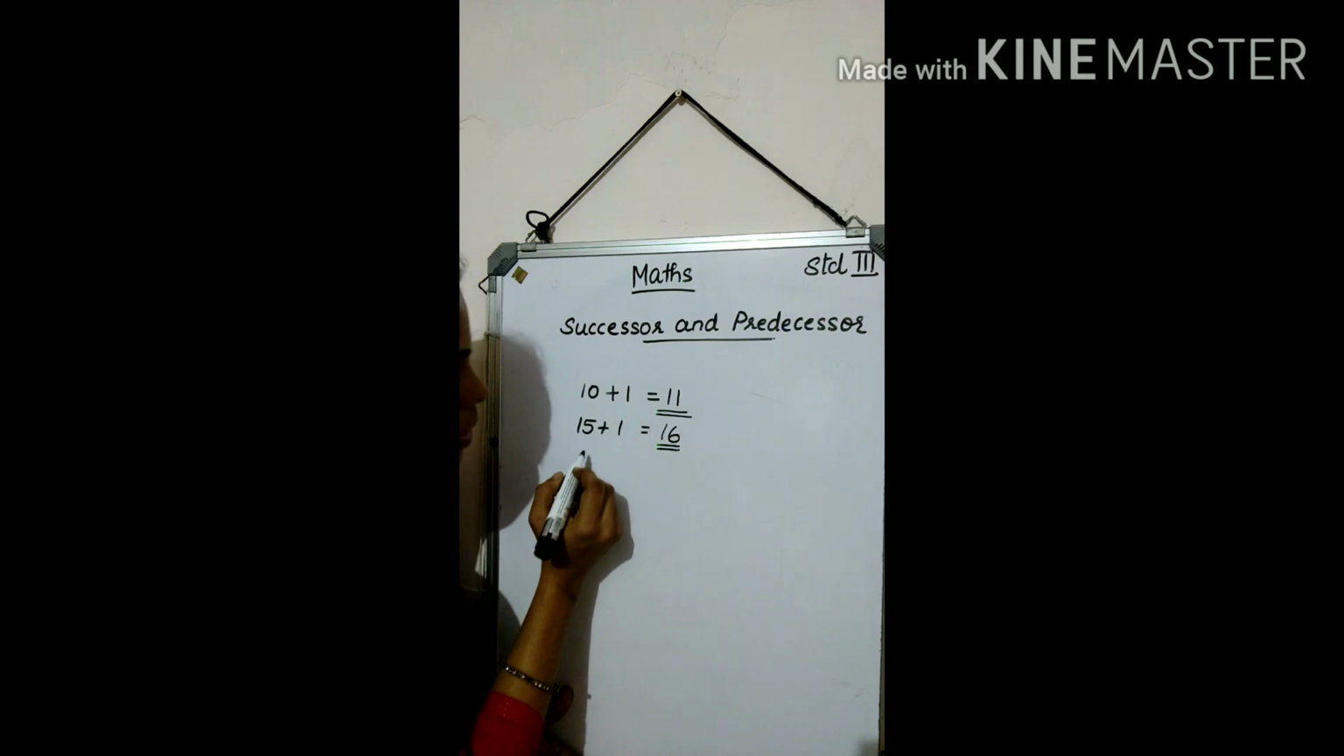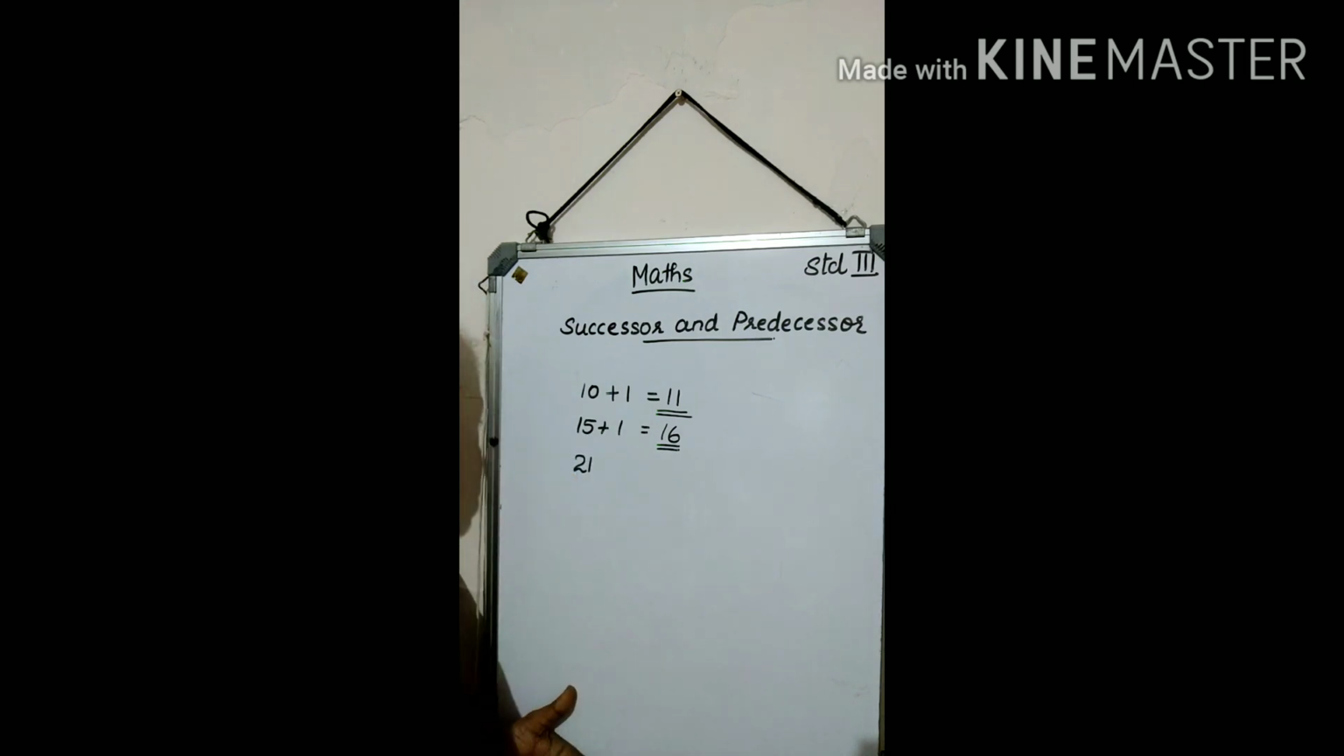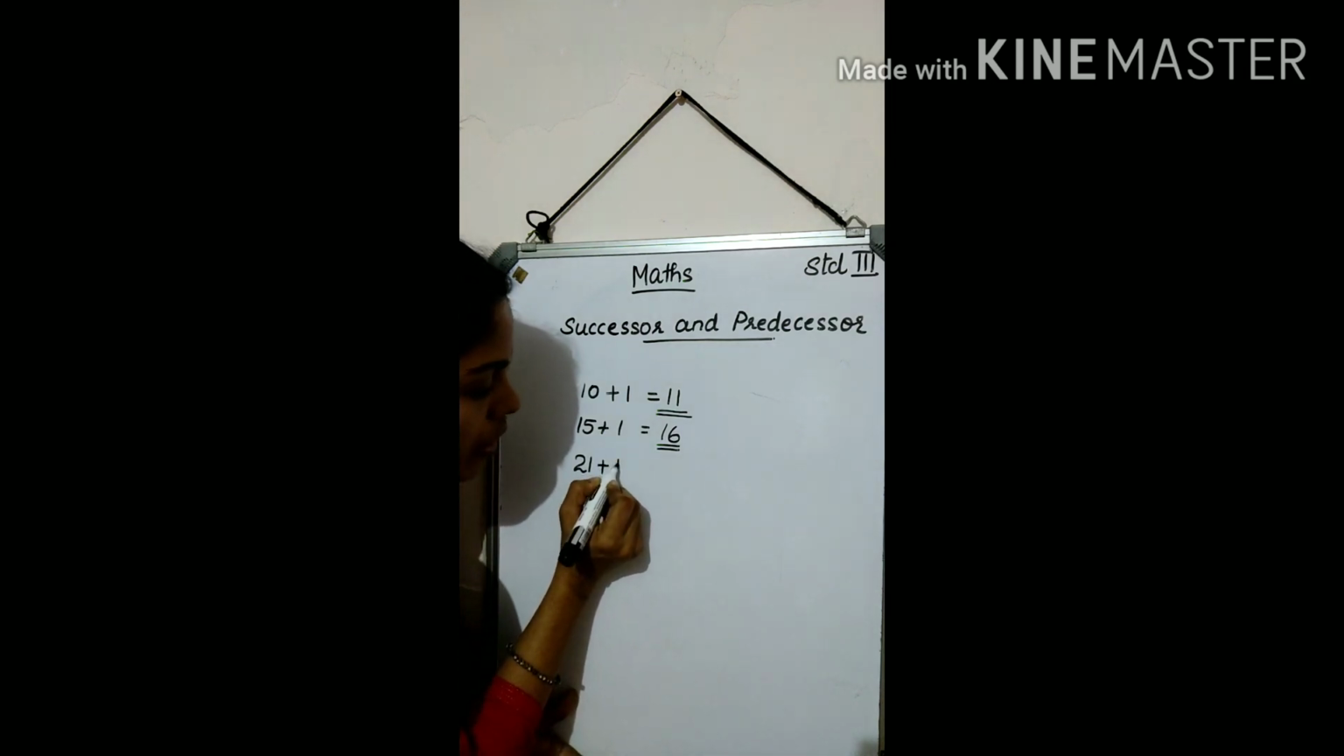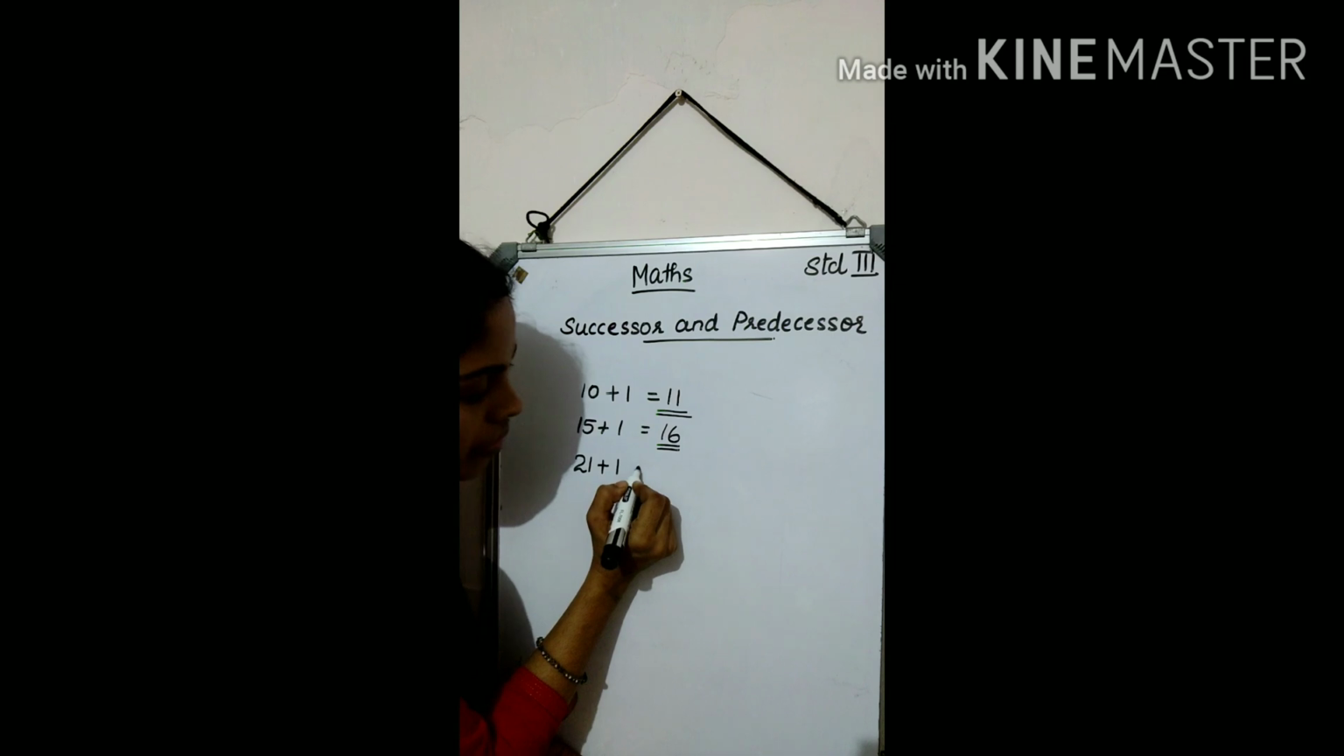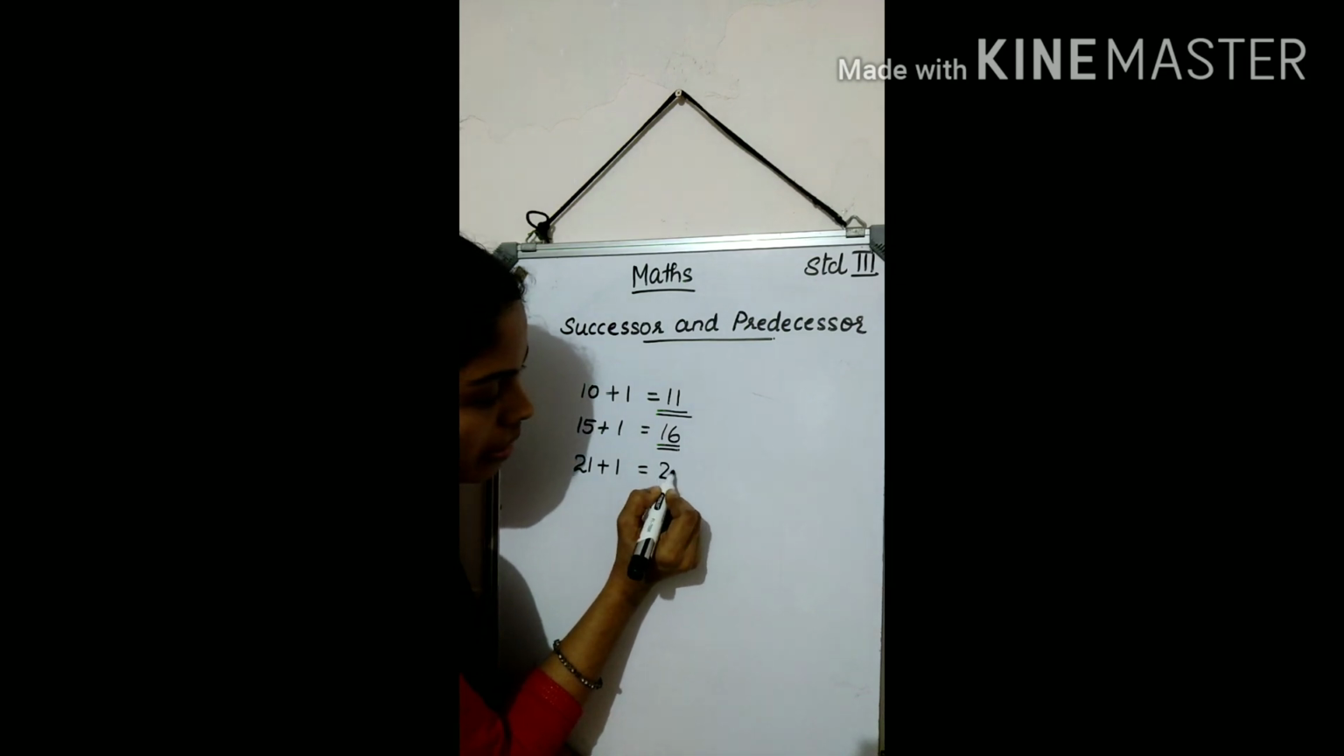Then if the number is 21, what is the successor? Yes, when we add 1 to 21 we will get 22.